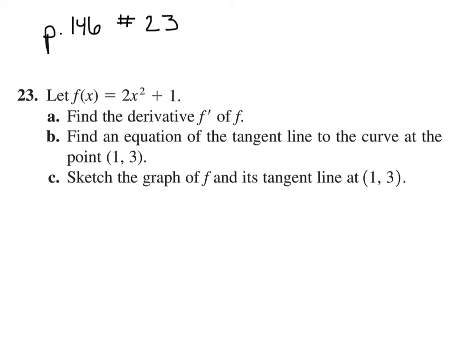So let's take a look at problem 146 on number 23. What we're going to do is use the definition of derivative to find the derivative of function f, and then we'll use that derivative to find the slope of the tangent line so we can find the equation for the tangent line through the curve at (1, 3), and then finally we'll sketch a little graph of this thing.